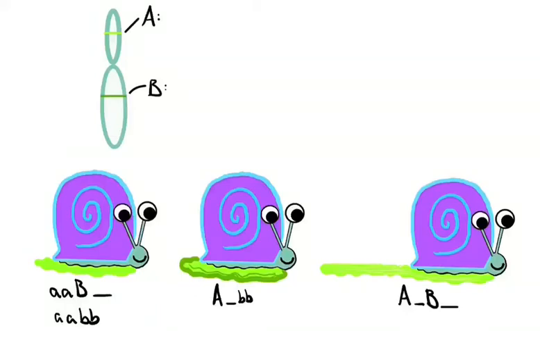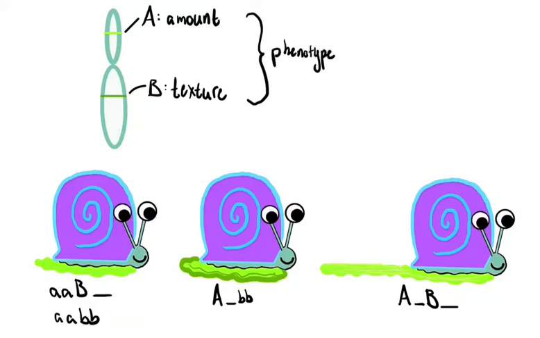These snails have two genes that contribute to the phenotype of their mucus trail. The gene for locus A determines the amount of mucus the snails produce, with dominant A being a lot of mucus and recessive A being very little mucus. The gene for locus B determines the mucus texture, with dominant B being slippery and recessive B being thick. Thus, two genes at different loci are interacting.